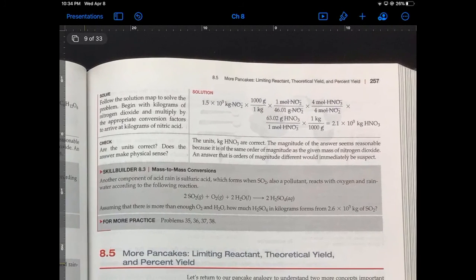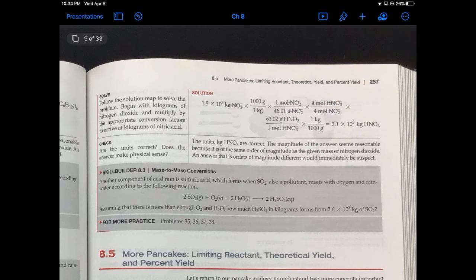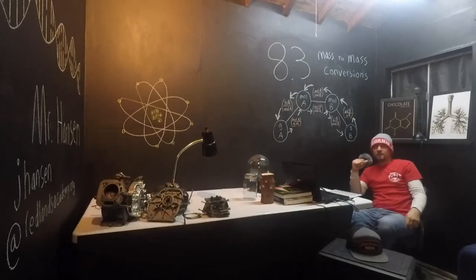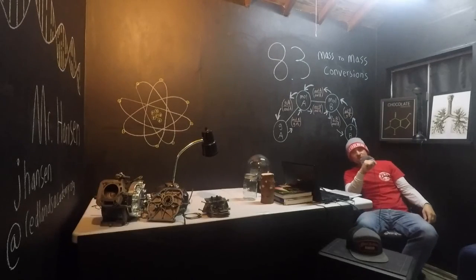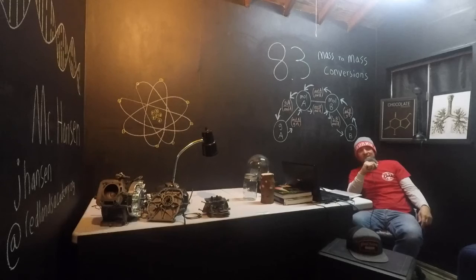Here's another Skill Builder 3. I would look to work on that one. That's a cool example too of another type of acid rain, in this case sulfuric acid. So if it's NO2, you're going to make nitric acid. If it's SO2 gas in the air, it's going to come together with the same ingredients, oxygen and water, to make H2SO4, sulfuric acid. So there you go. Climate change and acidic rain all in one lesson.